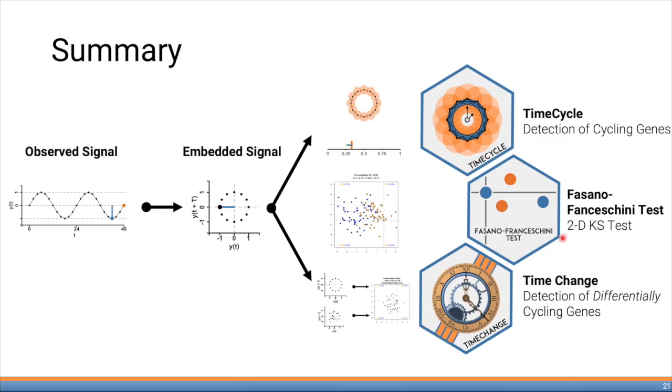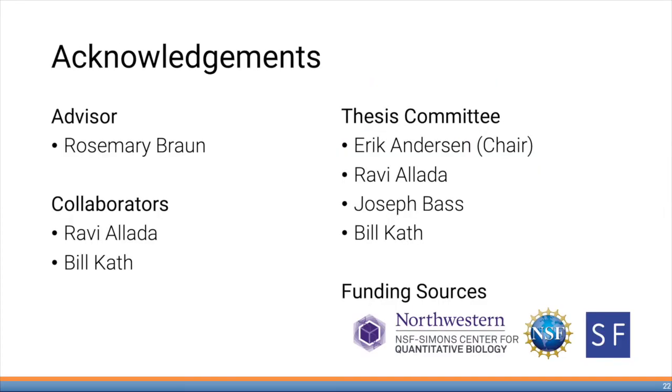The Fasano-Franceschini test, the 2D 2-sample KS test utilized by time change, has been further implemented as a standalone R package available to all researchers. With both algorithms, we have shown their ability to accurately and reproducibly detect cycling and differentially cycling genes, as well as presented potential future applications for those methods outside the scope of the circadian field for use in the analyses of general cycling processes.